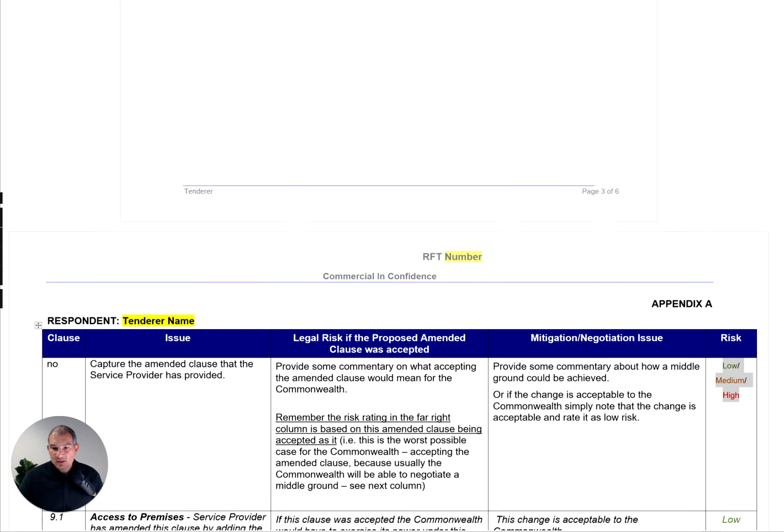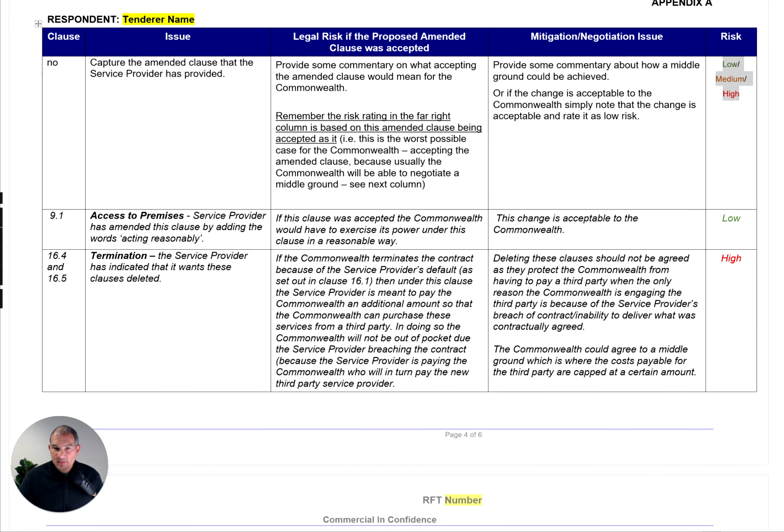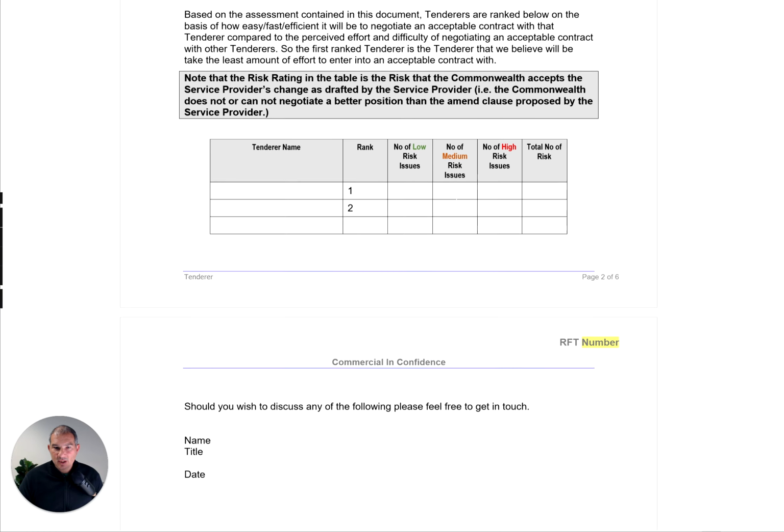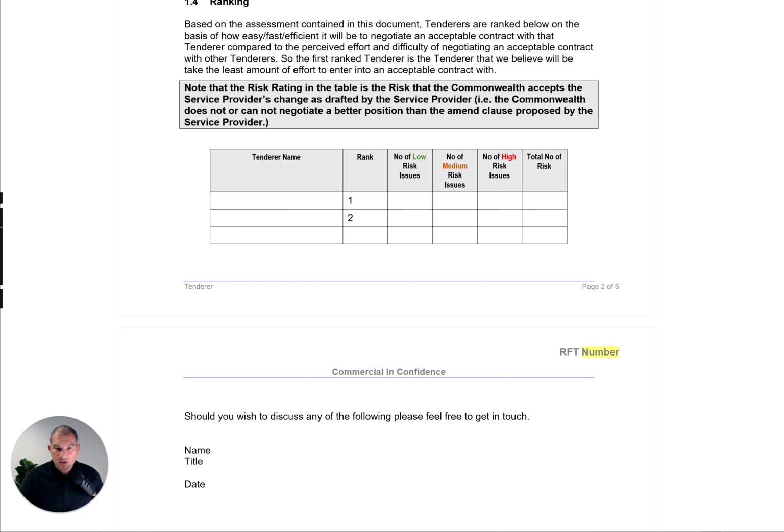And then the way I like to do it is you give a risk rating, just a low, medium and high risk of that clause and what it means. And then I like to capture that for each tenderer. So I would rank the tenderers based on how easy or hard they are going to be to deal with. And when I say how easy or hard, what I mean is how much effort is going to be involved in negotiating a contract that is acceptable for both parties.